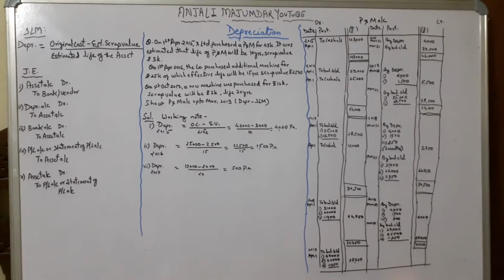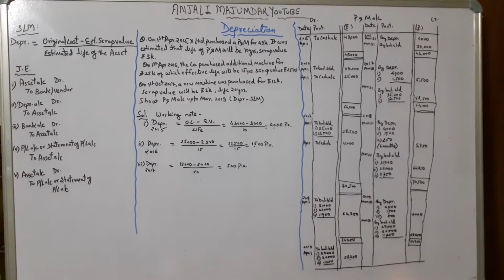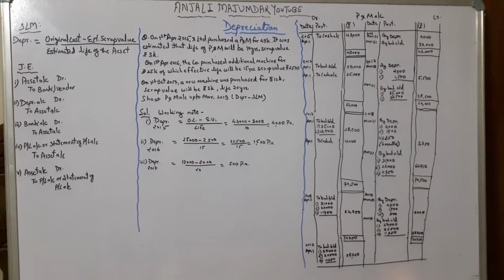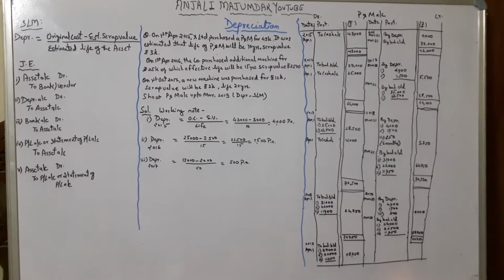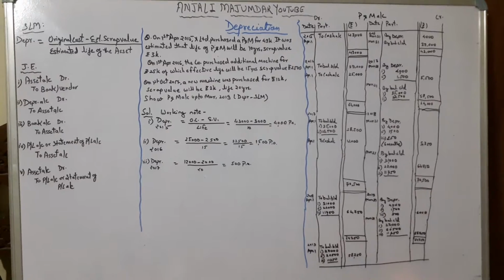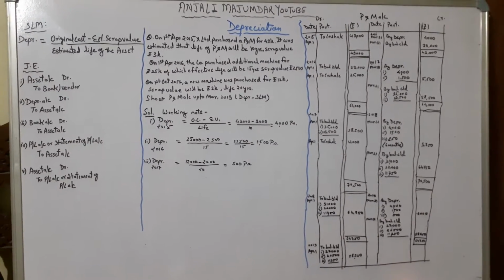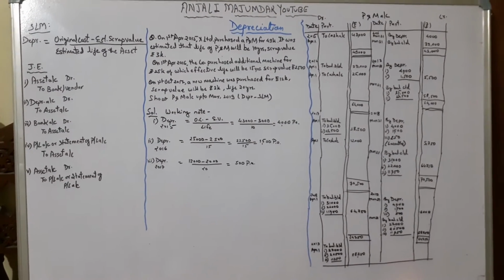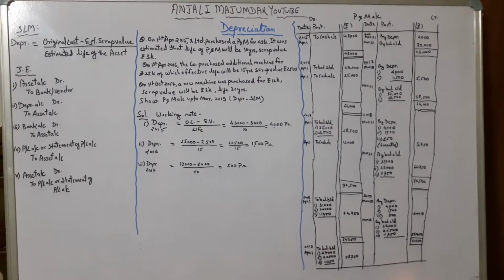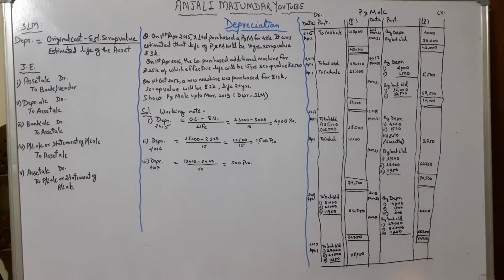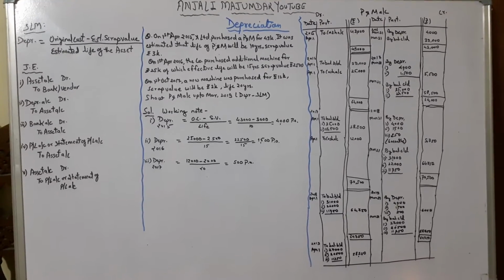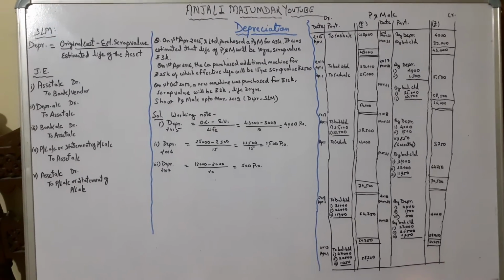Now let's look into the question. On 1st April 2015, X Limited purchased a plant and machinery for 43,000. It was estimated that life of plant and machinery will be 10 years, scrap value 3,000. So the question very specifically mentions that the life of that plant and machinery is 10 years and scrap value is 3,000.